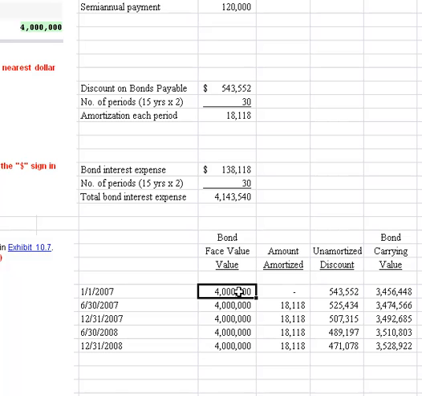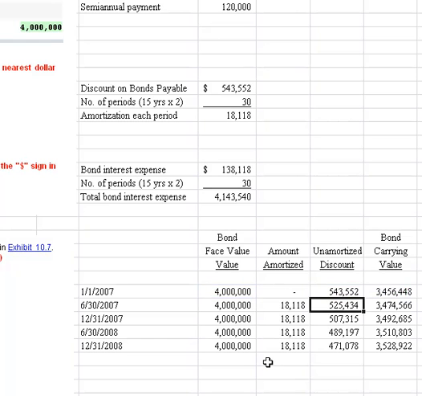We always had a face amount of $4 million, and I've just listed it in every period to make it easy. We're going to show the straight line method for the first 5 periods: the point we issue the bond, and then 6 months later, 6 months after that, and so on. So we started off with $4 million. There's nothing amortized at the start. The unamortized discount was the $543,552, which we already had figured out earlier.